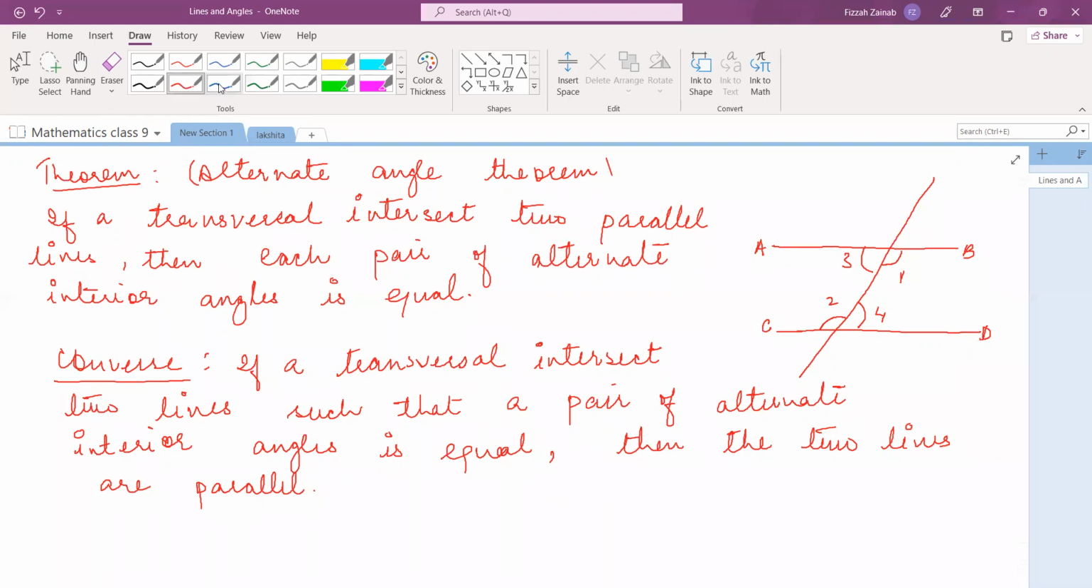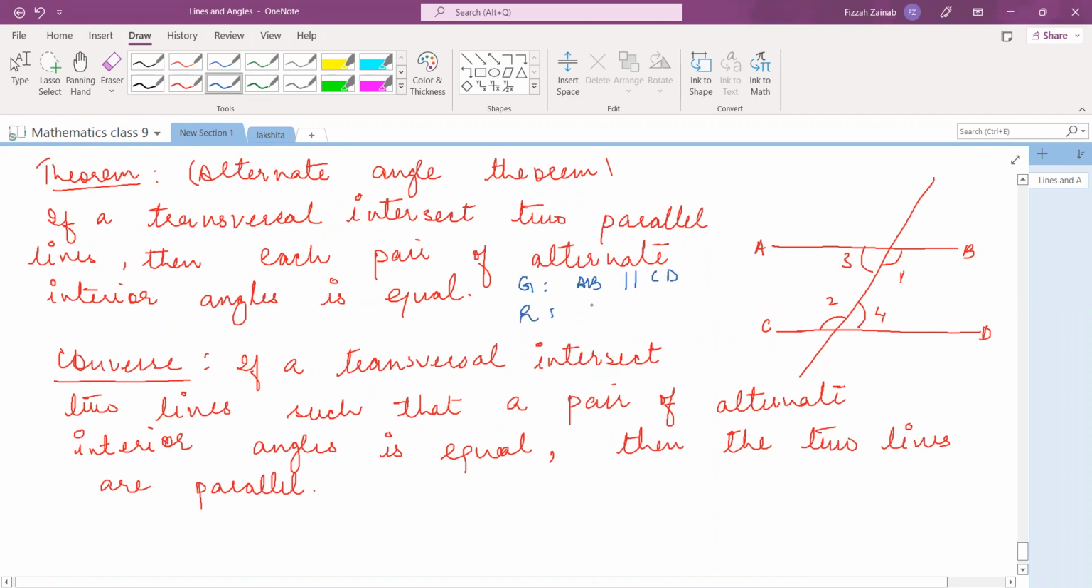Okay. Now try to understand what is the meaning of it. Adil, Imad, Zainab, now pay attention. Look at the theorem. If a transversal intersects two parallel lines, what was given? It was given that AB is parallel to CD, correct? Then each pair of alternate interior angles is equal. So what is the result of the theorem? The result is that angle 1 is equal to angle 2 and angle 3 is equal to angle 4, correct? This is the theorem.